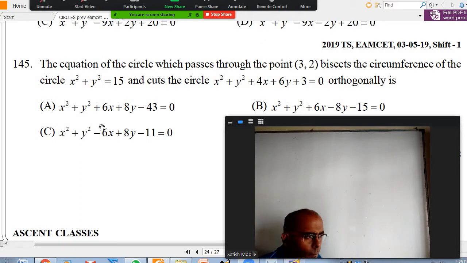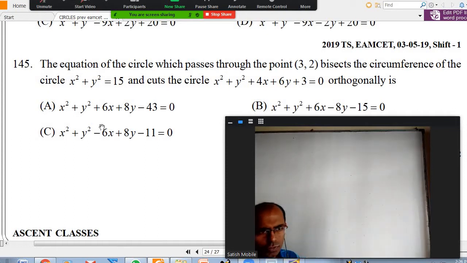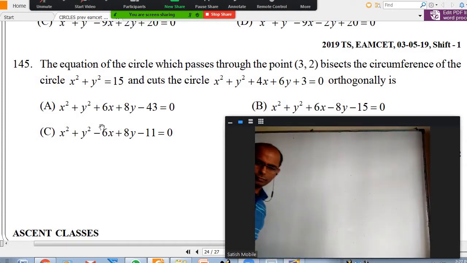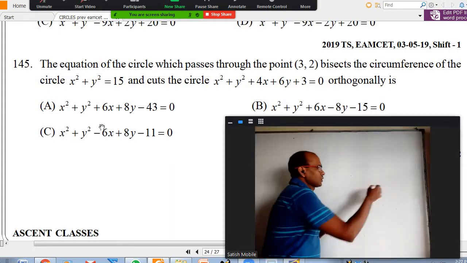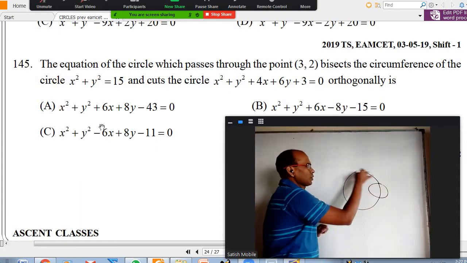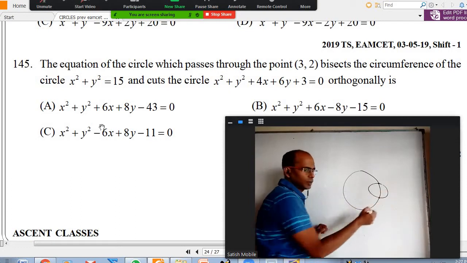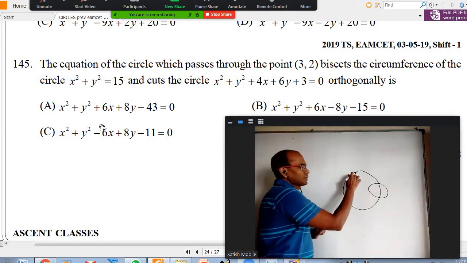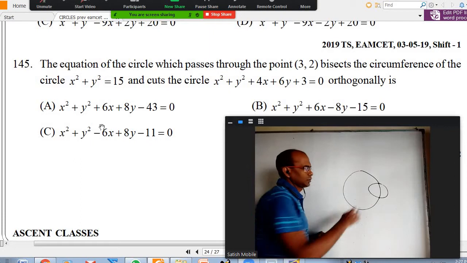So 145. The equation of the circle which passes through the point (3, 2) bisects the circumference of this circle, and this circle, and this one, and our cuts are turning this one. Three conditions. Okay. So what is this bisecting the circumference? We discussed two methods. There is a circle where another circle passes through two of the points on this perimeter such that distances are equal. Then we say the bigger circle is bisecting the smaller circle.